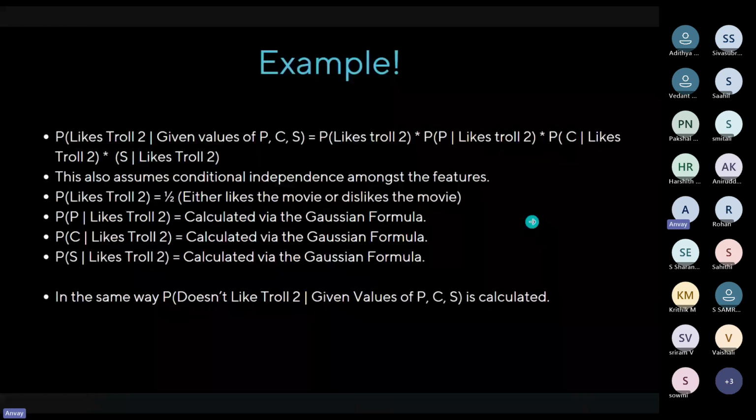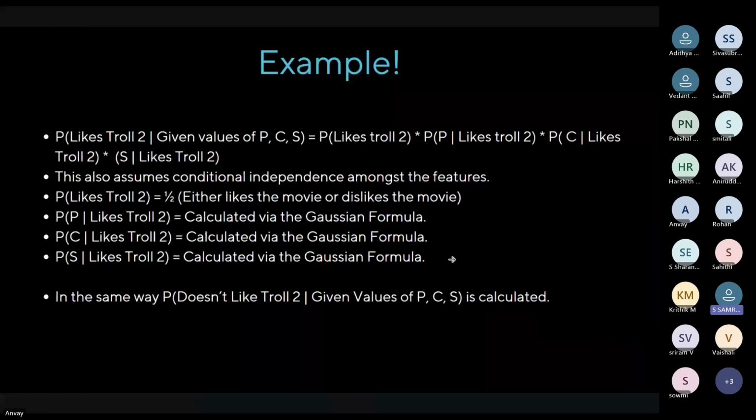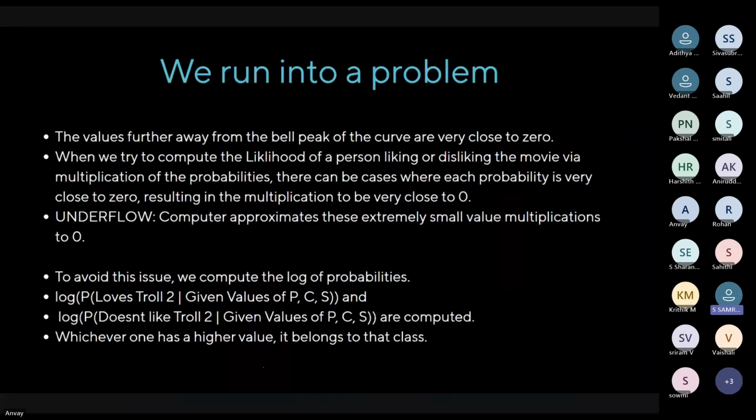Yeah, that's Gaussian naive Bayes. If there's anyone have any doubts here? Won't the log give a negative value for these probabilities because they are in 0 to 1? Right. So there we choose the magnitude. Whichever has a higher magnitude, it belongs to that class. Yeah, got it.